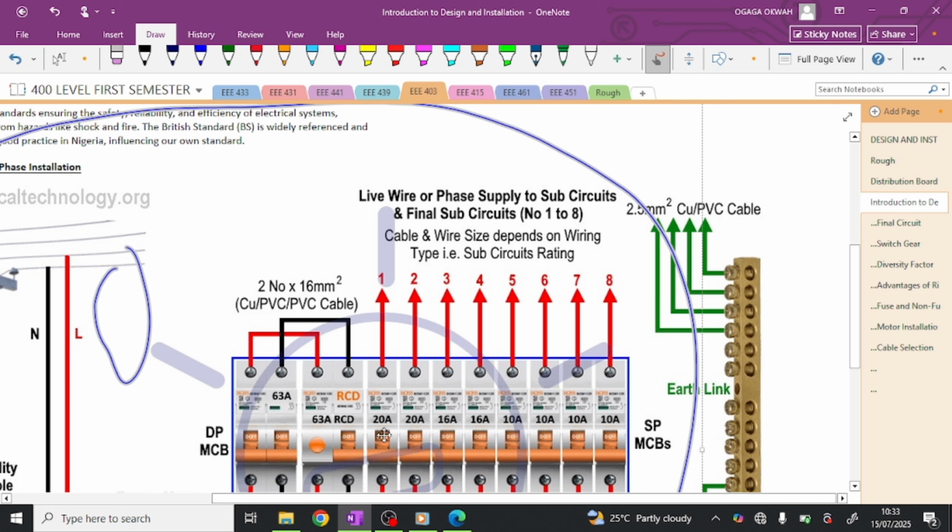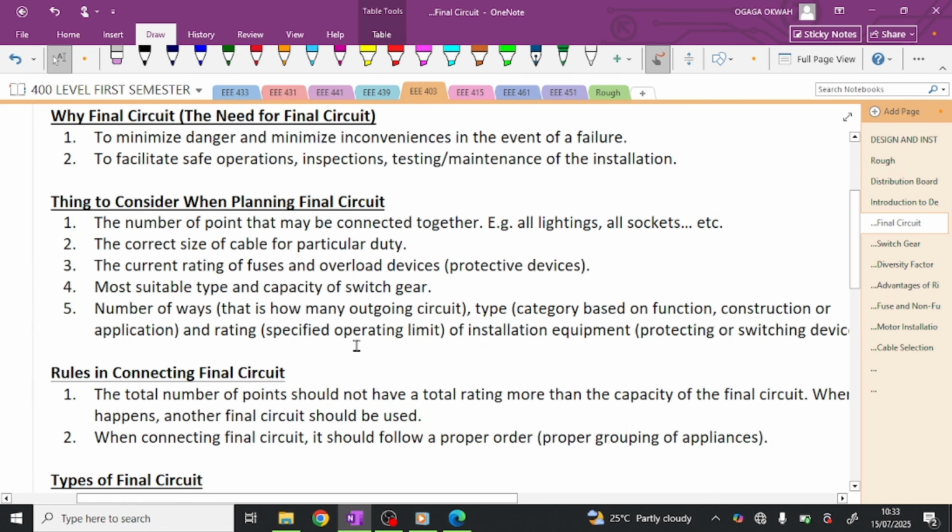So if they are connected to the first circuit breaker, the sum of their rating should not be more than this 20. If they are connected to the circuit breaker of 10 amps, the sum should not be more than that 10 amps. Just like that. So that's what this first rule means: the total number of points should not have a total rating more than the capacity of the final circuit.